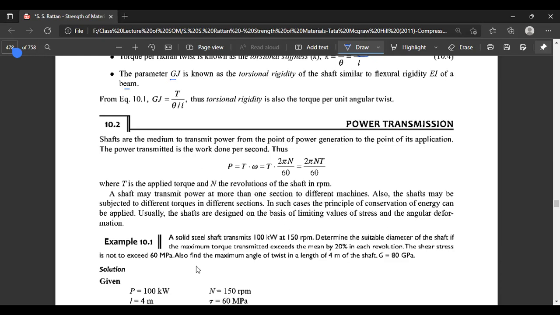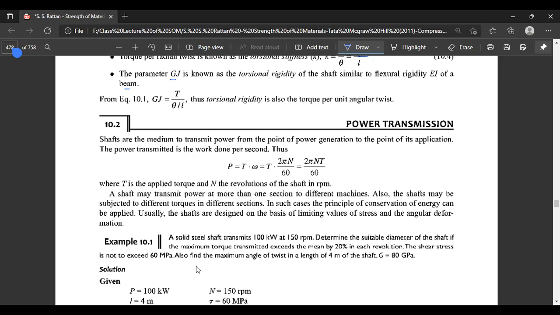A shaft may transmit power at more than one section to different machines, so the shafts may also be subject to different torques in different sections. In such cases, the principle of conservation of energy can be applied.